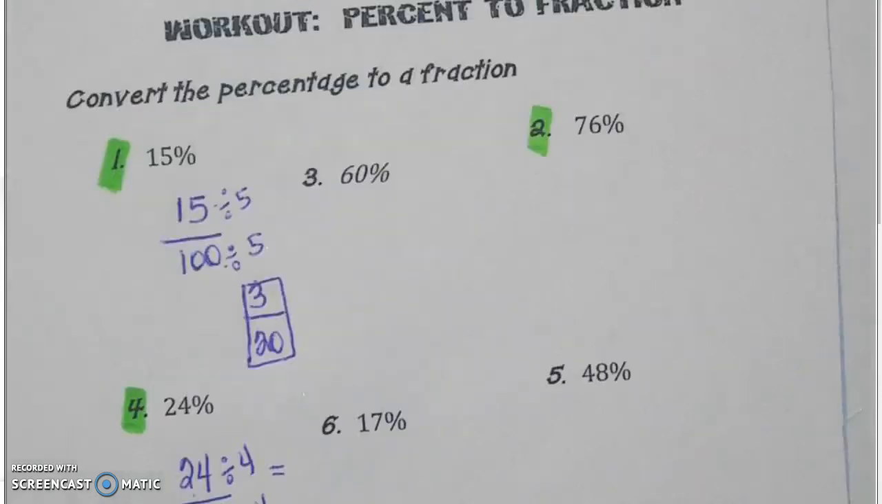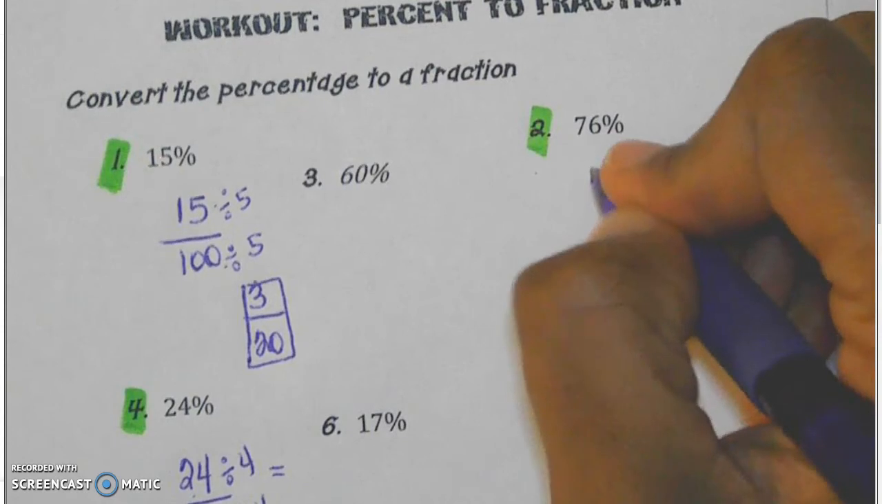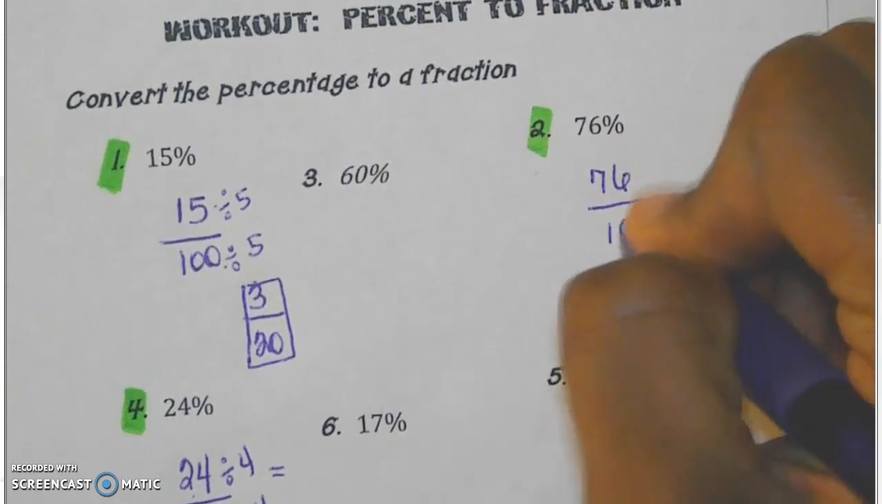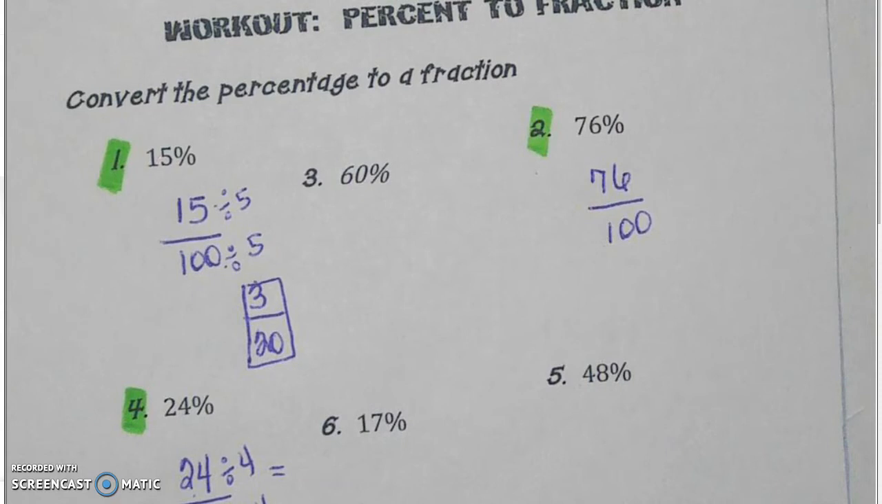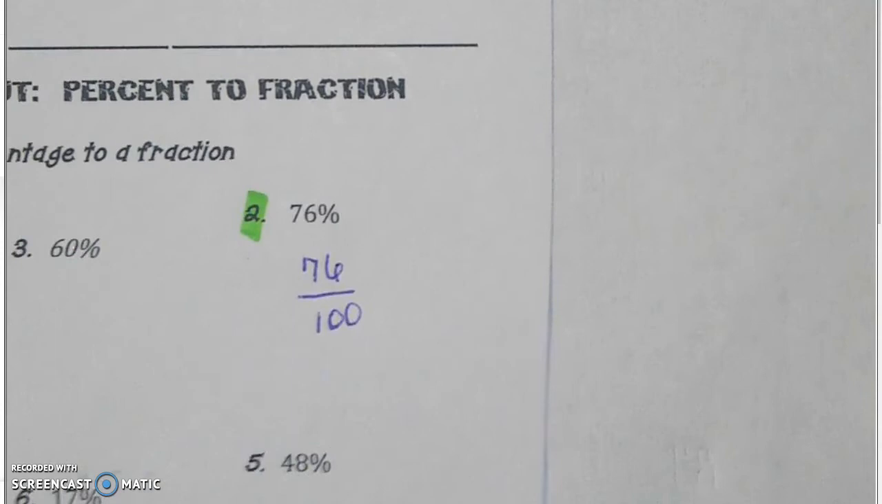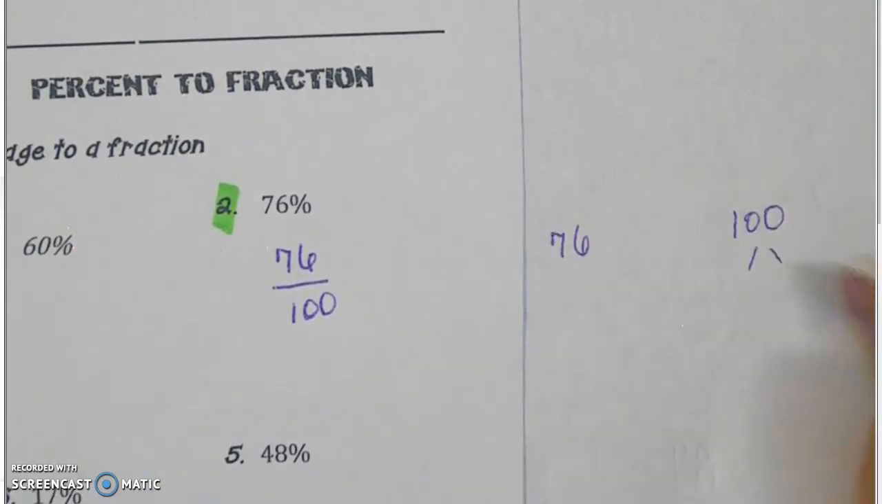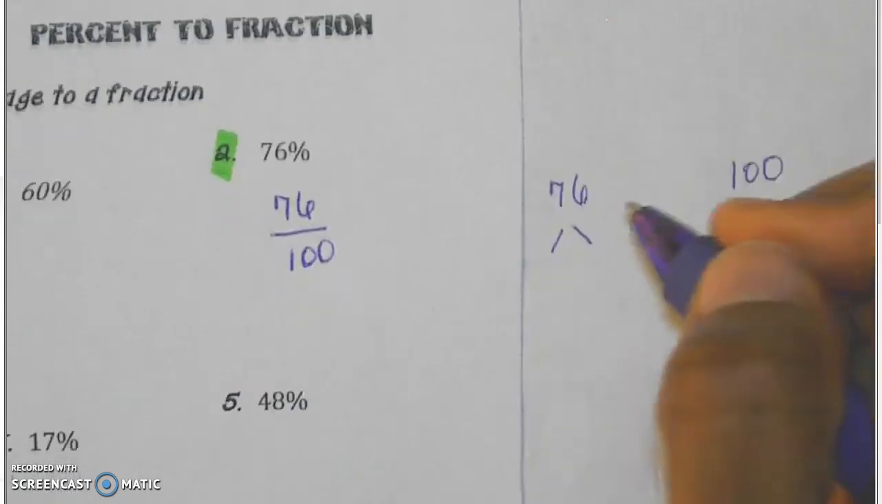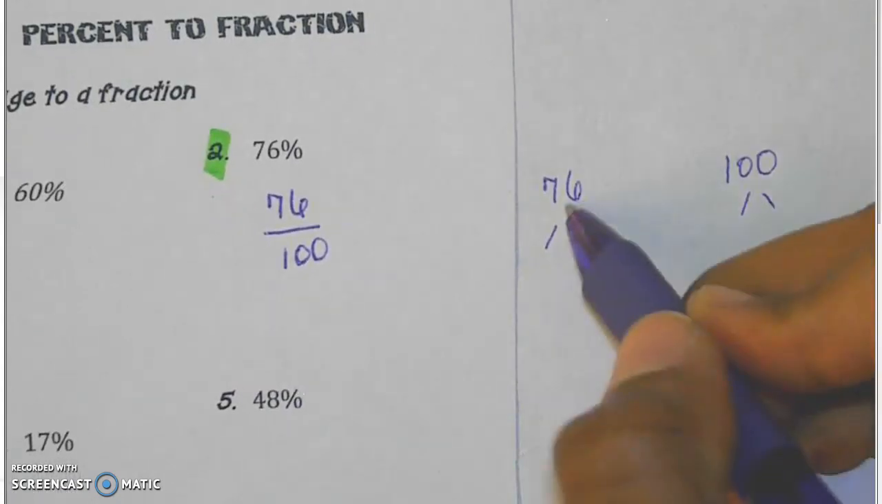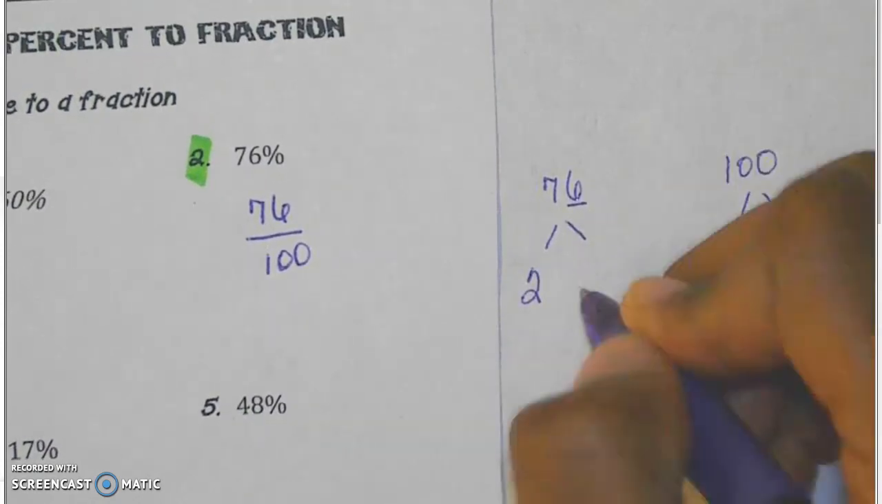And last but not least, we have 76%. Again, 76 over 100. We want to find the GCF for these numbers. So for this one, I'm going to do a factor tree. 76 and 100. 76 is not a normal multiple that we know, but I know I can evenly divide it by 2. So I start by multiplying 2 times something.